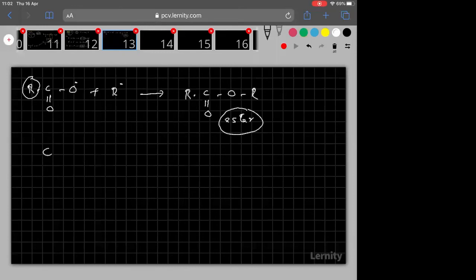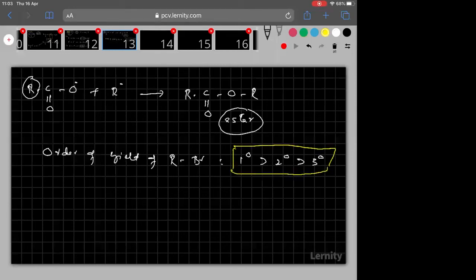So one important point to be noted here is the order of yield of RBr, bromoalkane. Which bromoalkane is formed very easily? Primary, greater than secondary, greater than tertiary. Primary is formed more easily than secondary, than tertiary. If you take tertiary, just now I told you, ester will be formed. So if you want bromoalkane, then primary and secondary only are preferable. So please copy the mechanism.